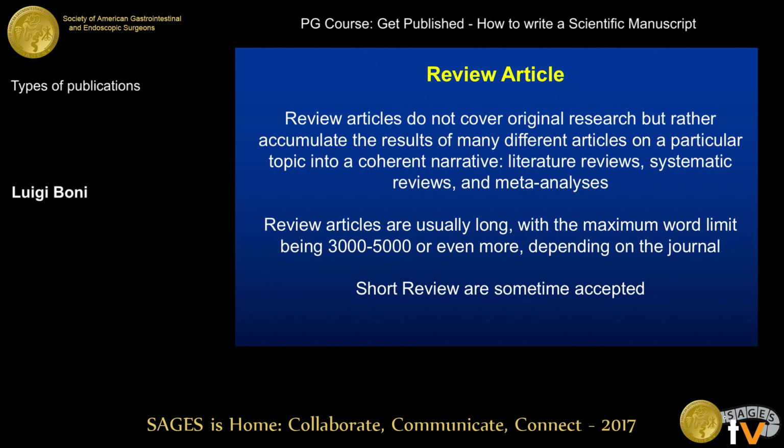A review article. The review article is not an original publication. You just accumulate different articles on a specific field, and then you perform either a literature review, a systematic review, or a meta-analysis. And the articles are usually very long, because you need to cover the field that you are describing. Some journals just want very summarized information on a topic, so they accept short reviews, but they are very rare.